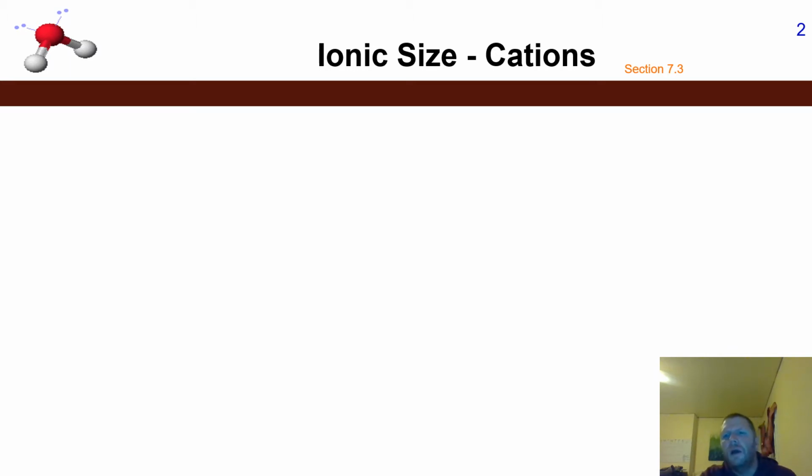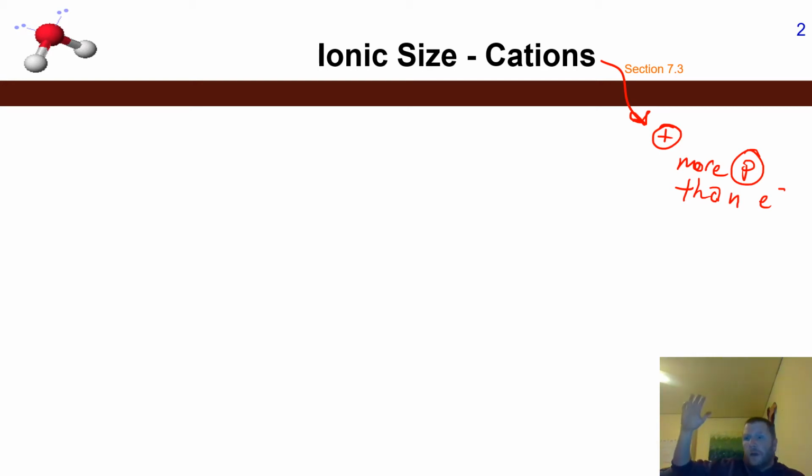Now, when it comes to cations, keep in mind what a cation is. A cation is a positively charged ion, which means there are more protons than electrons. So if you think back to that effective nuclear charge, if you have, say, 11 protons and 10 electrons, that 10th electron is going to feel more force pulling it in because it doesn't have that 11th electron to balance it out.